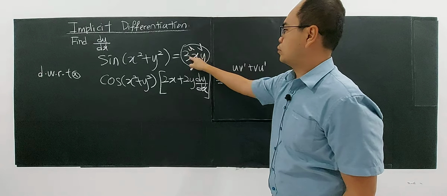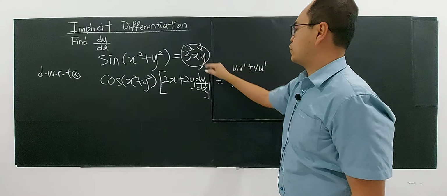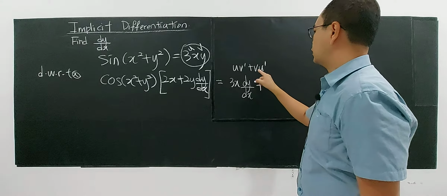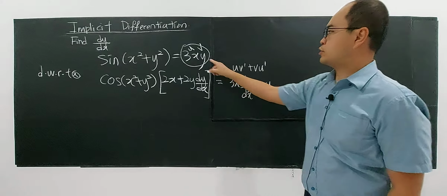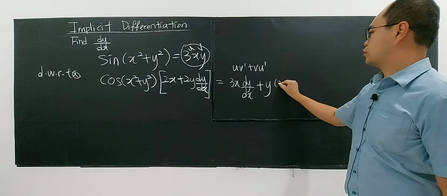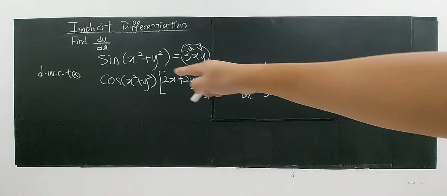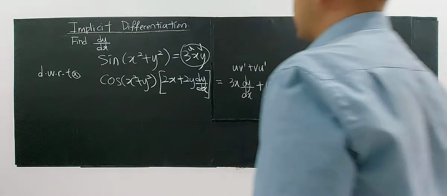So u is 3x, v prime is differentiating y, dy/dx, plus v, which is y, times u prime, so you have 3. Then you have a complete differentiation. So this is a very important step here. So now it's just arranging, right? Arranging to get your dy/dx.